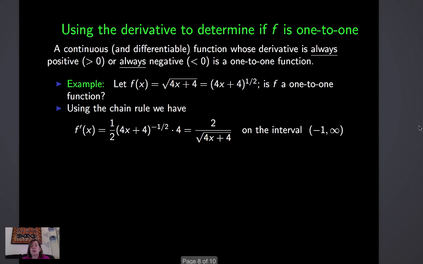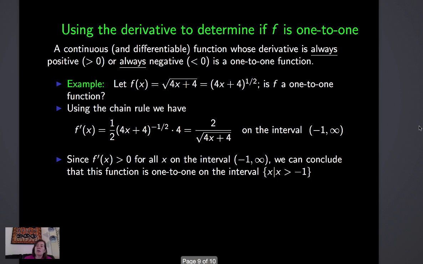Well, if I take the derivative of this function, I can use the chain rule. I start with the power rule, and I differentiate with respect to what's in the brackets. I get 1/2 times (4x plus 4) to the minus 1/2, and I multiply that by what I get when I differentiate what's in the brackets. So I end up with the derivative of 2 over the square root of 4x plus 4, which is always positive on the interval from -1 to infinity.